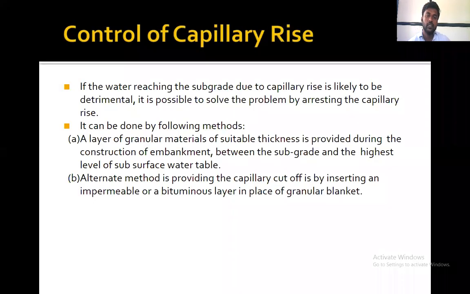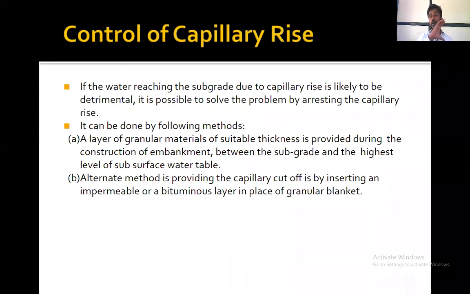And the last thing is what? Control of the capillary rise. Because if the groundwater table is available below the subgrade soil layer, what will happen? Water can rise due to capillary action. So how do we avoid this water coming into contact through capillary action?